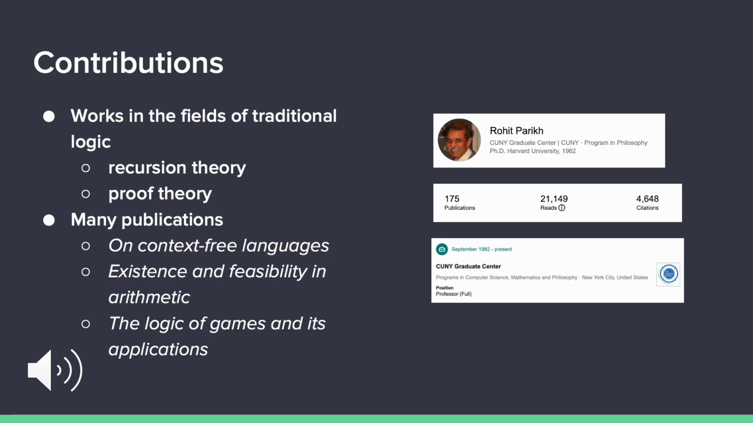So Parikh has made many contributions to his field of traditional logic, where he mostly works with things like recursion theory as well as proof theory. He has had multiple publications, with his most popular one being on context-free languages, which is where Parikh's theorem comes from. He also has other popular publications, such as the existence and feasibility in arithmetic, as well as the logic of games and its applications.